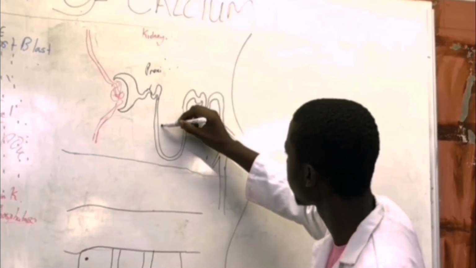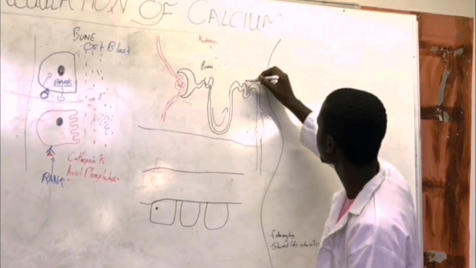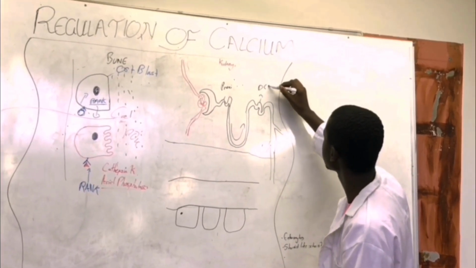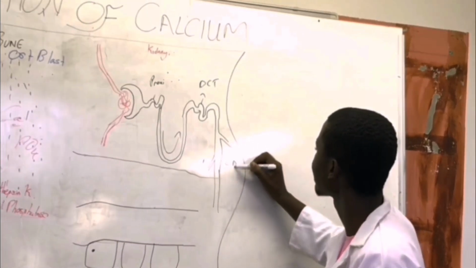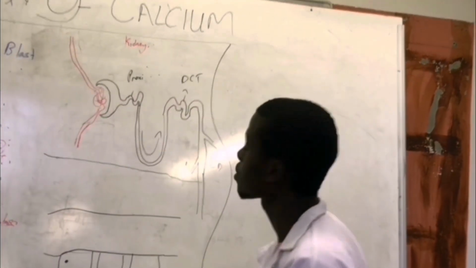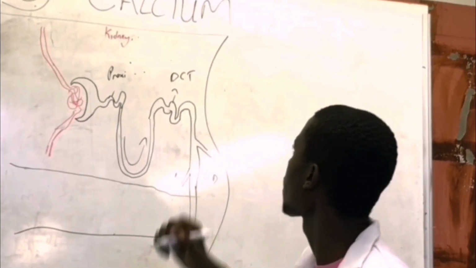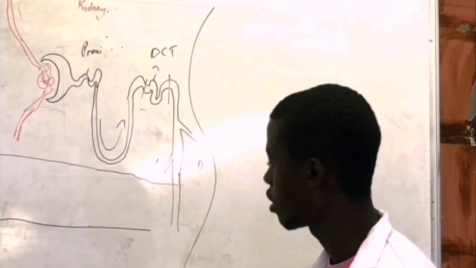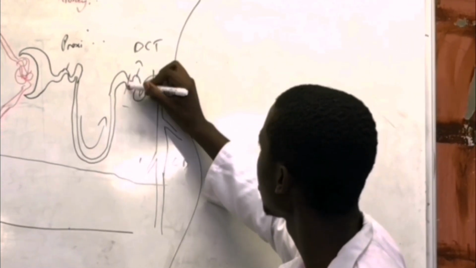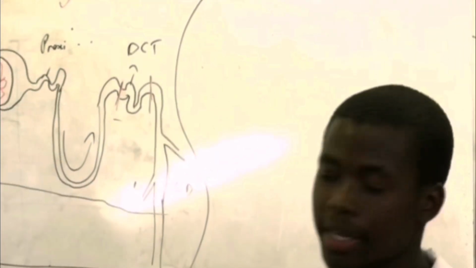Over here you have your proximal convoluted tubules. You have the loop of Henle, this is the loop of Henle. Over here you have your distal convoluted tubules, and over here your collecting ducts. We want to focus on a certain part of this nephron: the distal convoluted tubule, this part over here.